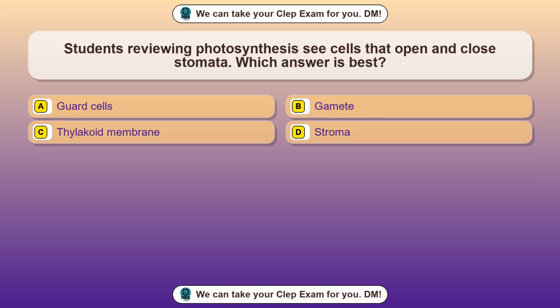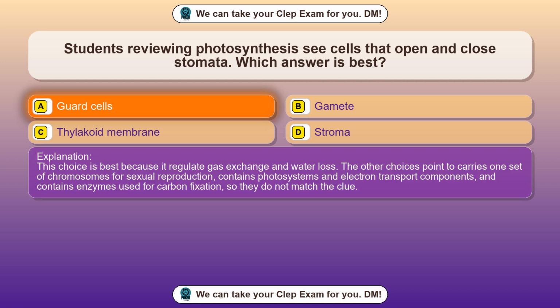Question 22. Students reviewing photosynthesis see cells that open and close stomata. Which answer is best? Option A, guard cells. Option B, gamete. Option C, thylakoid membrane. Option D, stroma. The correct answer is option A, guard cells. This choice is best because it regulates gas exchange and water loss. The other choices point to carries one set of chromosomes for sexual reproduction, contains photosystems and electron transport components, and contains enzymes used for carbon fixation, so they do not match the clue.